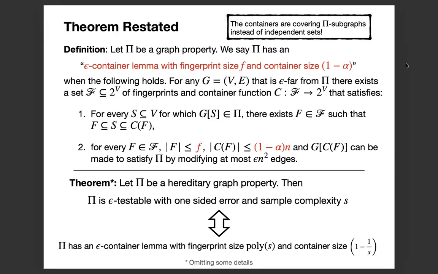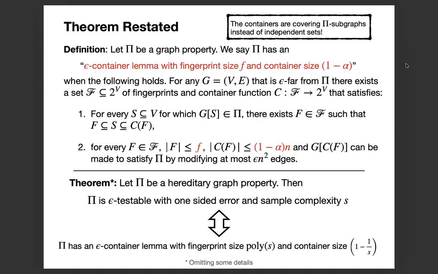So what our theorem is saying is that for any hereditary graph property pi, pi is epsilon testable with one-sided error and sample complexity S, if and only if it has one of these container lemmas with fingerprint size at most poly S and container size 1 minus 1 over S. But this is only for hereditary graph properties. Only for hereditary graph properties, yes.